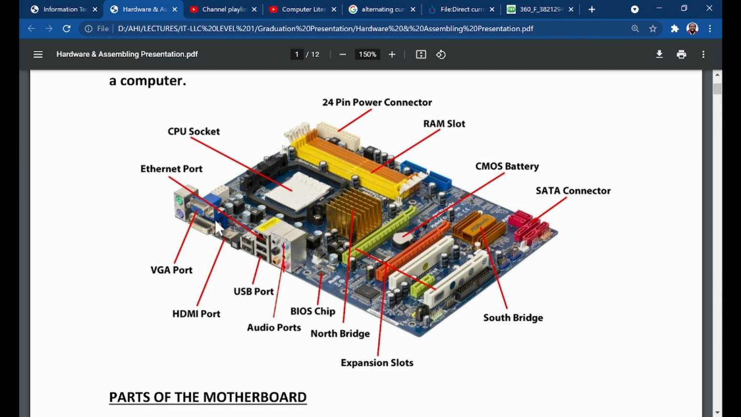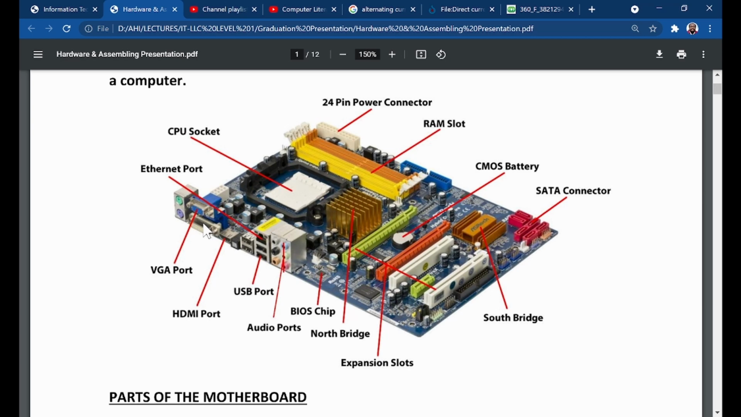So anytime an external connection needs to be made on the computer, or anytime something external is supposed to be connected to the computer system, it is connected through the I/O port. You always have to go behind the motherboard and connect whatever you want to connect. And these are the ports you can connect whatever you need to connect to.